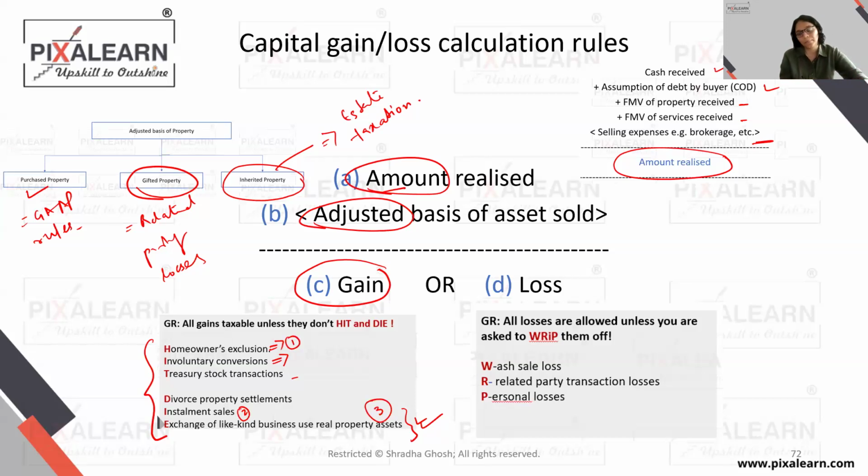General rule, all losses are allowed as a deduction, except if you can rip them and throw them out. So the wash sale losses and the related party losses, all personal losses are disallowed. So entire capital gains has only these 4 topics, guys. How do you calculate amount realized? Actually, 5. First, is it a capital asset? Define. Second, what is amount realized? Third, what is the adjusted basis of the property? Purchased, gifted, inherited. Fourth, what are the gains that are not taxable? Fifth, what are the losses which are not allowed as a deduction?